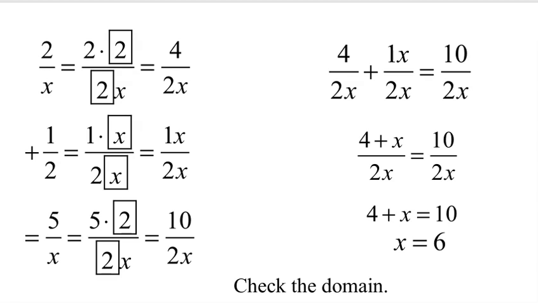Looking at our original problem, 2 over x plus 1 over 2 equals 5 over x, x could not have been 0. Is it 0? It is not. It's 6. So 6 is an acceptable answer. You must go back and check your original question to see if your answer shows up in the domain.